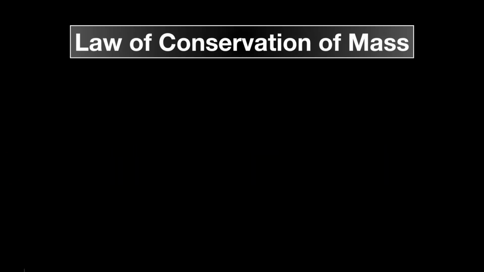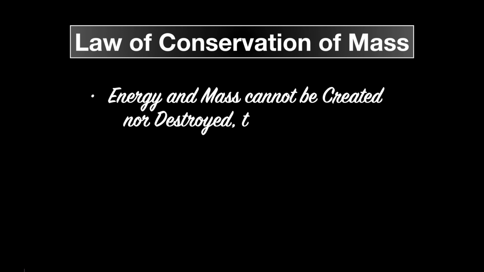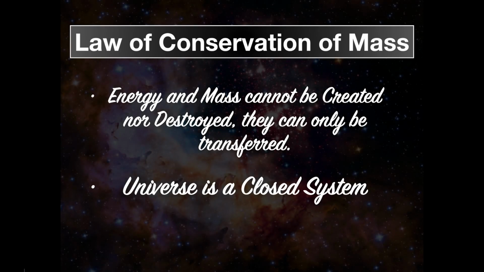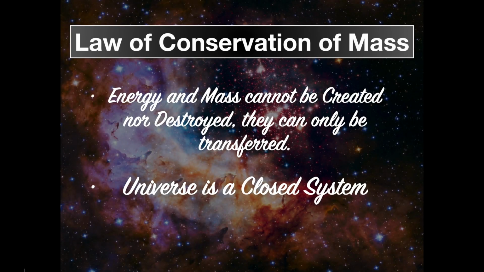Okay, so let's go through and talk about the law of conservation of mass. Now, the law of conservation of mass says that energy and mass cannot be created nor destroyed. They can only be transferred. So the universe is essentially a closed system. All of the energy that has ever existed in the universe is still here. We've just gone through transformations. And all of the mass that has ever existed in the universe is still here. It just changes shape and turns into different stuff. So we rearrange all of these elements to form different molecules, but essentially it's all the same stuff that's ever existed.